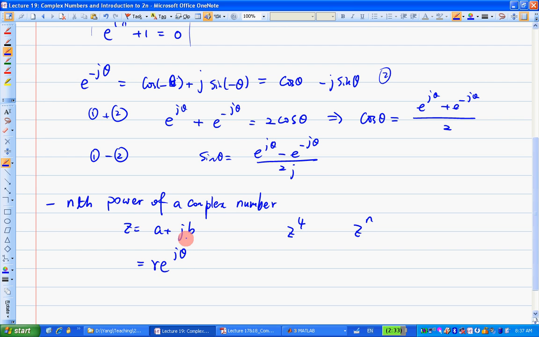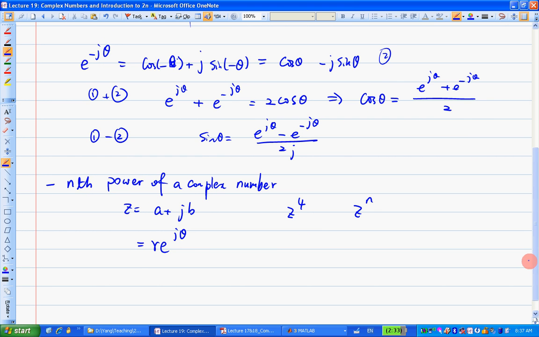So I can express a complex number using its magnitude r, also called the modulus, and the other one is the argument. So I can use this to express this complex number. Now, if I'm trying to calculate the nth power of the complex number, see what happens.